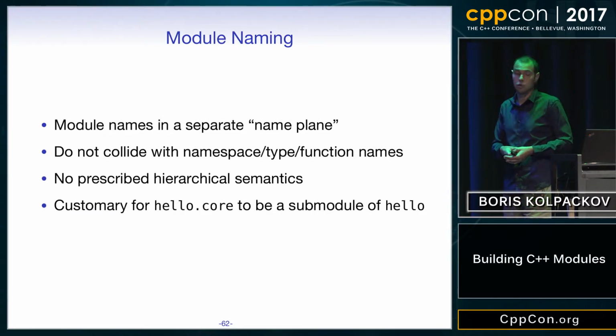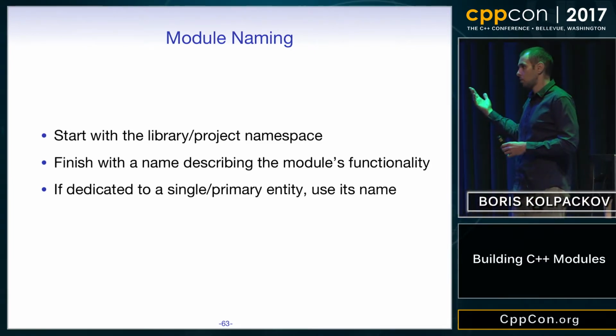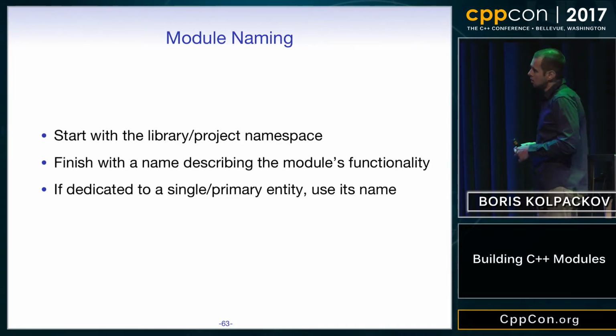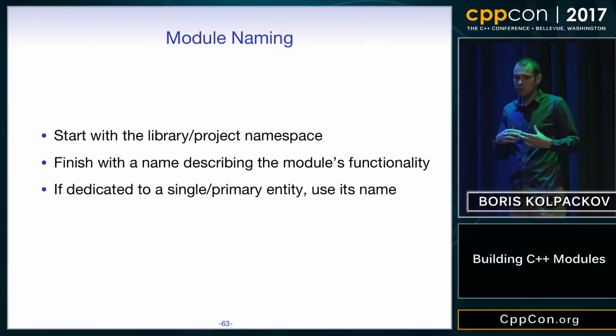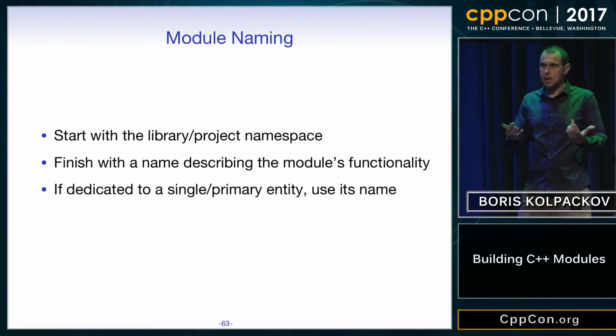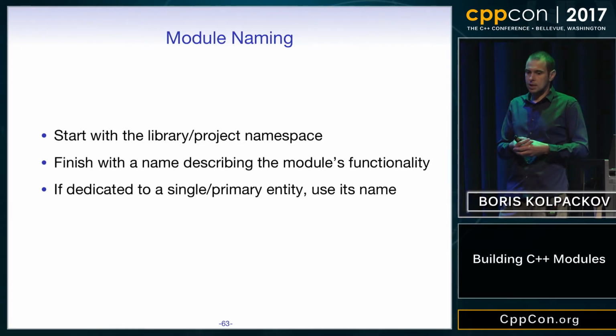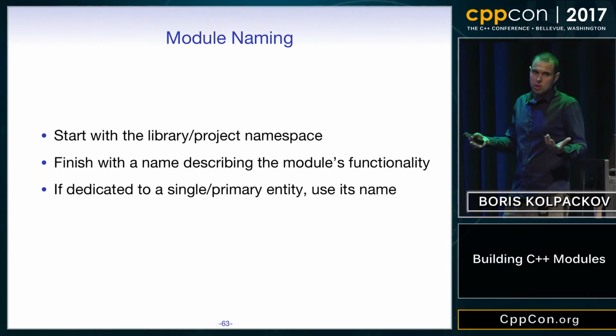recursively its submodules. So the guideline we use in our own project, which we came up with for naming modules, is to start with a project or library namespace and finish with a name that describes the functionality of the module. Oftentimes we found that a module is dedicated to housing a single or primary entity, for example, a class. So we just use that name directly.